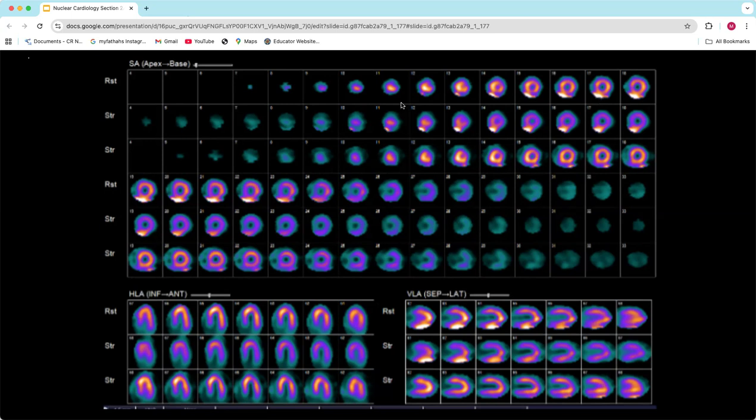Okay, then they did their stress, thinking, oh, it's not that bad. Notice that their stress scan actually was much worse, right? So now the gut has taken counts away, and it is blocking some of that inferior septal wall, and so that's a problem. So now we have an issue on our stress. I can't guarantee there's not a defect down here, and that's an issue.